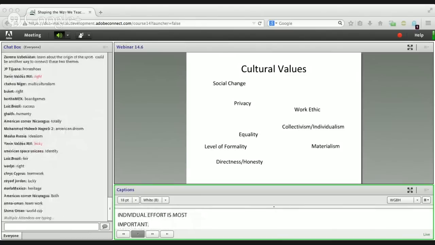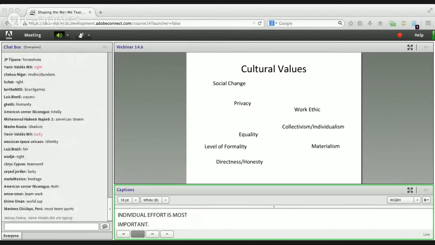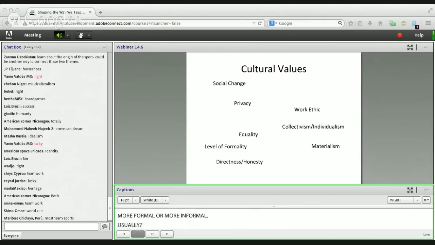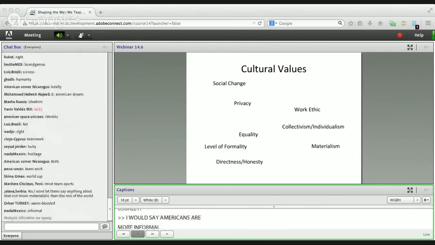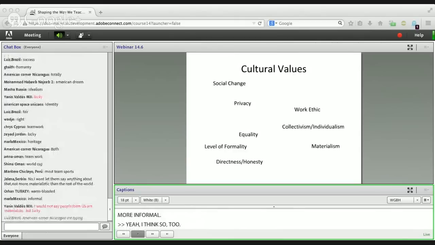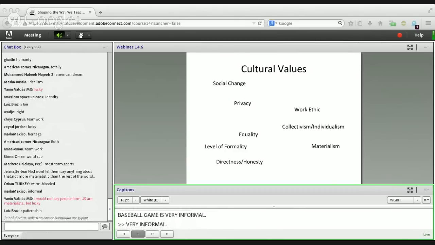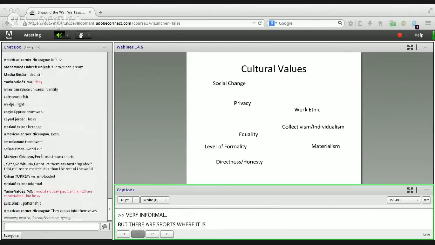Level of formality. Do you think Americans are more formal or more informal, usually? I would say Americans are more informal. Yeah, I think so, too. And being a spectator at a baseball game is very informal. Very informal. Sports where it is formal, like golf, tennis. Yeah. You have to be really quiet. You have to dress nicely.